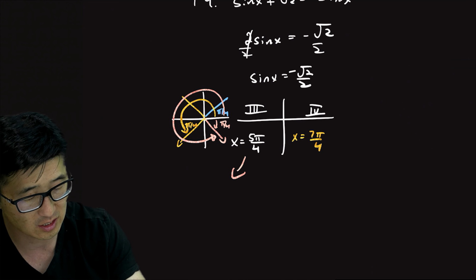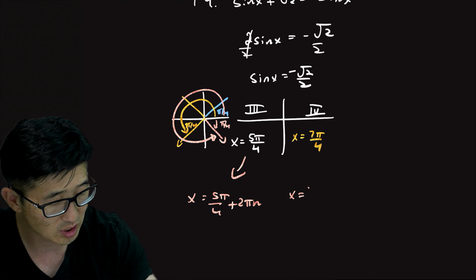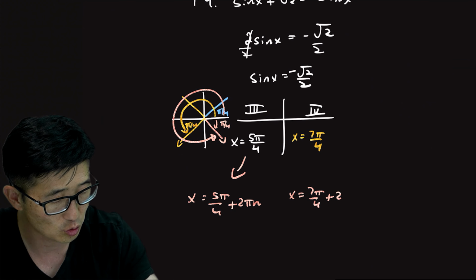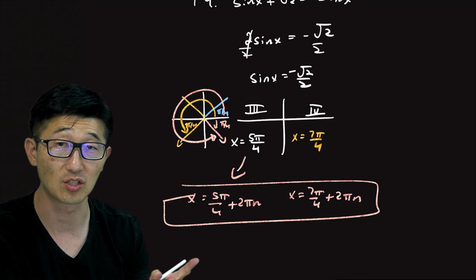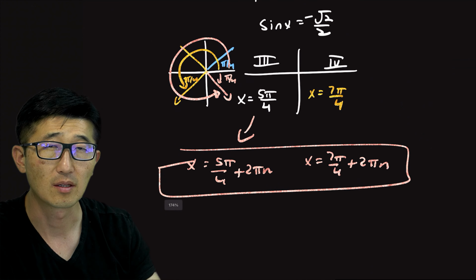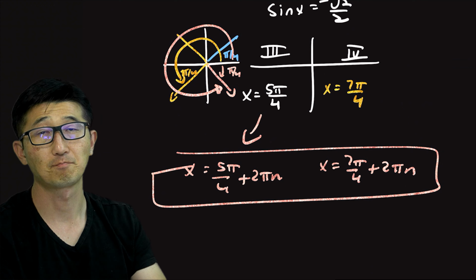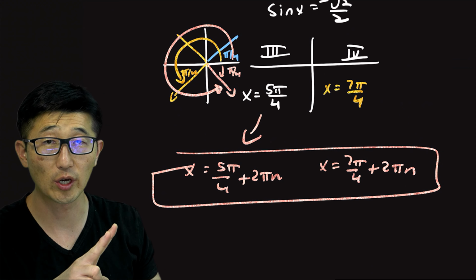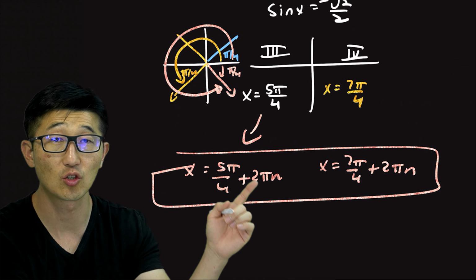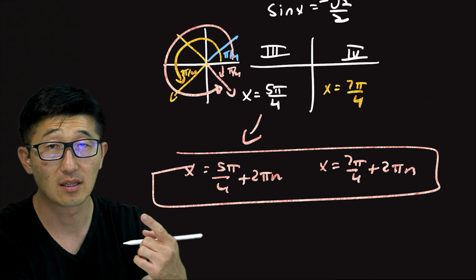So you have to go like this: x equals 5 pi over 4 plus 2 pi n, and x equals 7 pi over 4 plus 2 pi n. That's the answer on the answer key. And then there's something where you have to combine the two equations into one, because instead of using 2 pi n, you can just use pi n. How would you know when to do that?